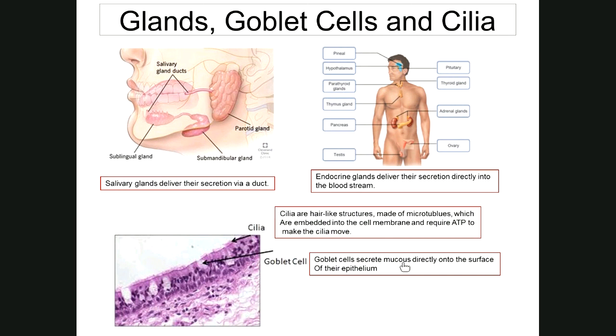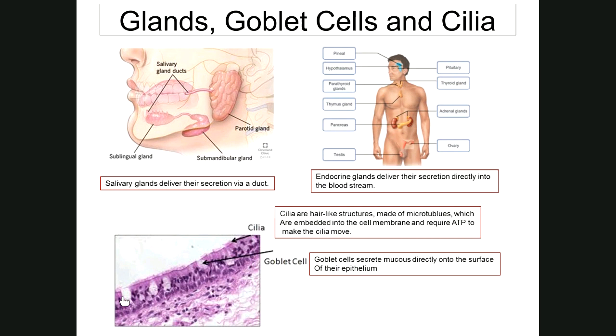So goblet cells are modified columnar cells, and this is the lining of your digestive tract here, and these little hollow cells or goblet cells, little white ones, those are the goblet cells, those are goblets, which function to secrete mucus, which serves as a lubricant between the food and the walls of the digestive tract, as well as protect the lining from adverse pH and enzymes.